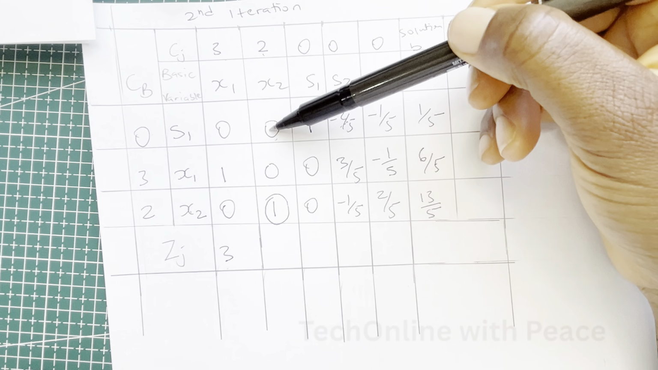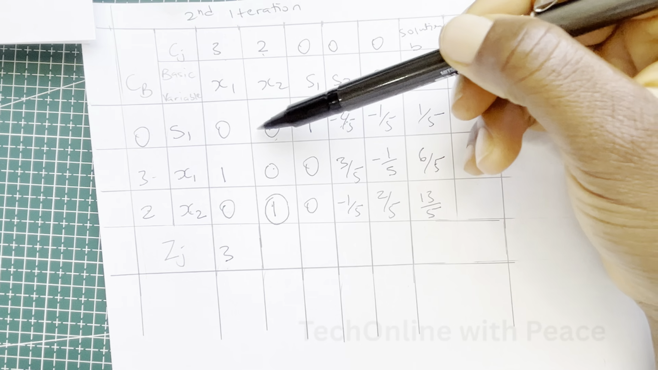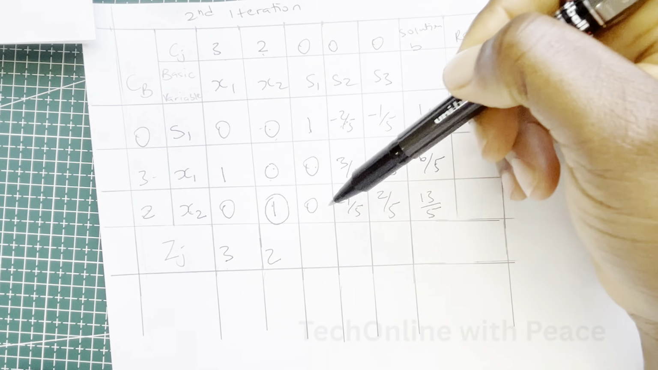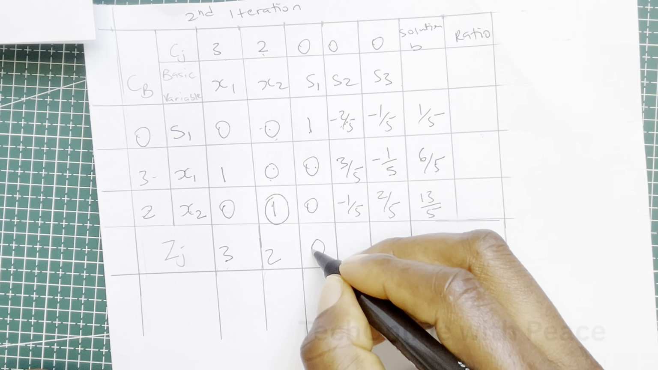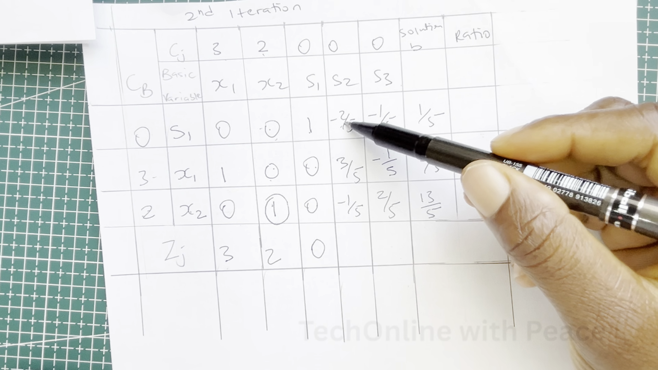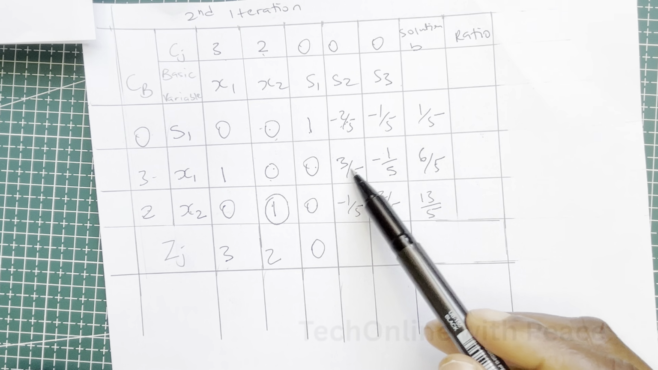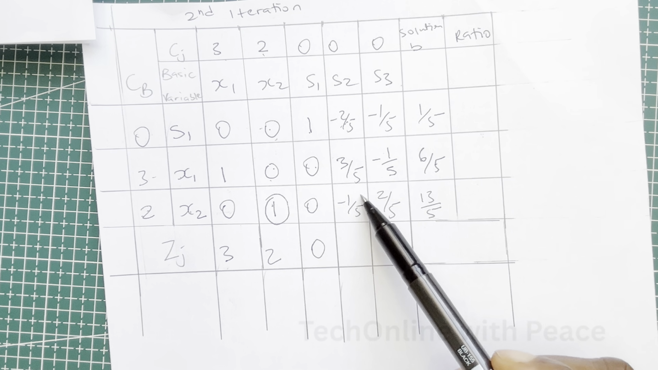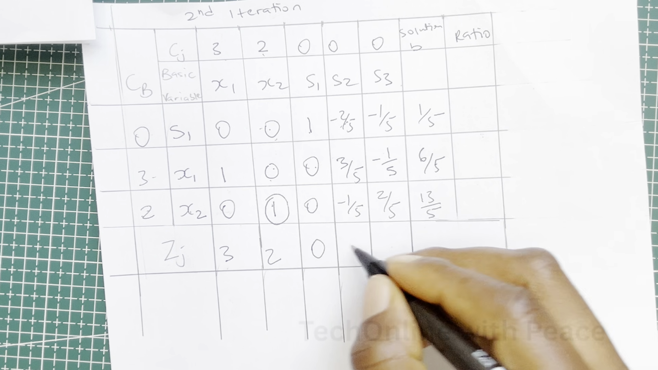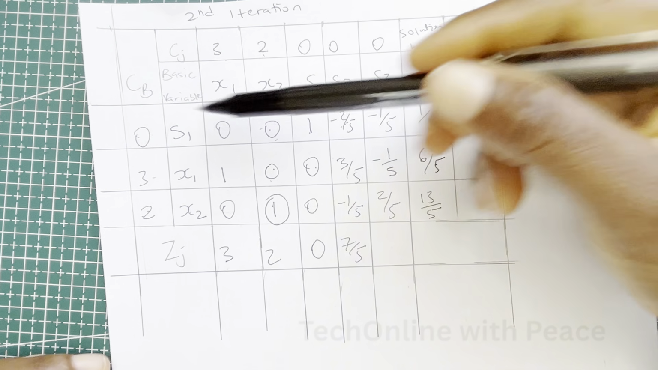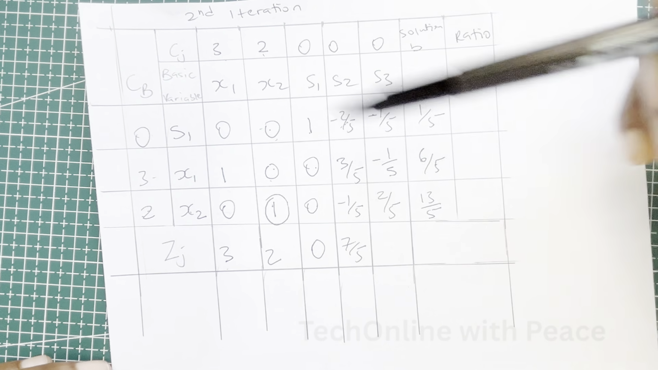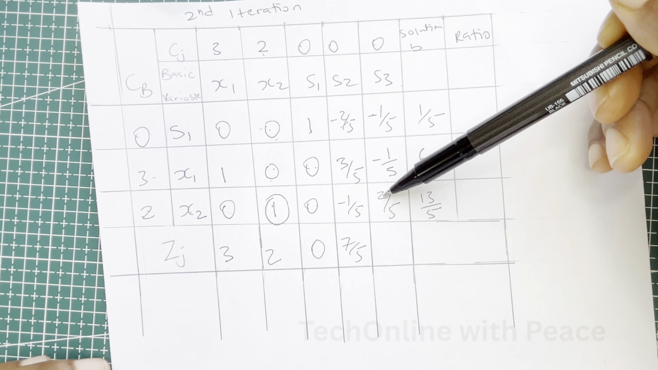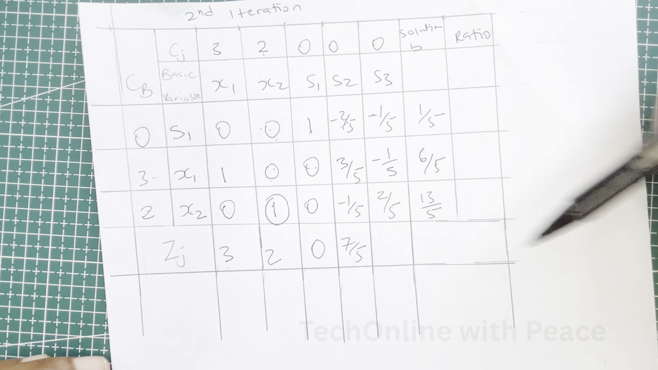For this one, 0 times 0 is 0, 3 times 0 is 0, 2 times 1 is 2, so 0 plus 0 plus 2, we have 2. 0 times 1 is 0, 0 times these 0s, 2 times 0 is 0, when we combine them we have 0. 0 times minus 2 over 5 is 0. 3 times 3 over 5 is 9 over 5. 2 times minus 1 over 5 is minus 1 over 10. So when we combine these two, we have 7 over 5. For these, 0 times this is 0. 3 times minus 1 over 5 is minus 3 over 5. 2 times 2 over 5 is 4 over 5. When we combine these two, we have 1 over 5.